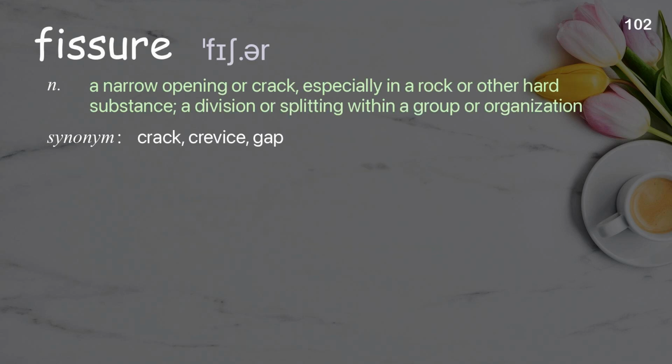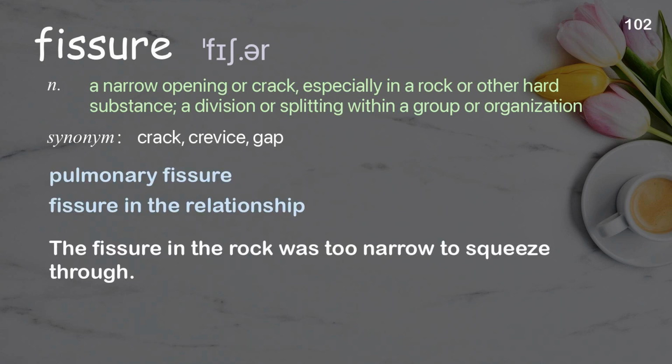Fissure. A narrow opening or crack, especially in a rock or other hard substance; a division or splitting within a group or organization. Examples: Pulmonary fissure. Fissure in the relationship. The fissure in the rock was too narrow to squeeze through.